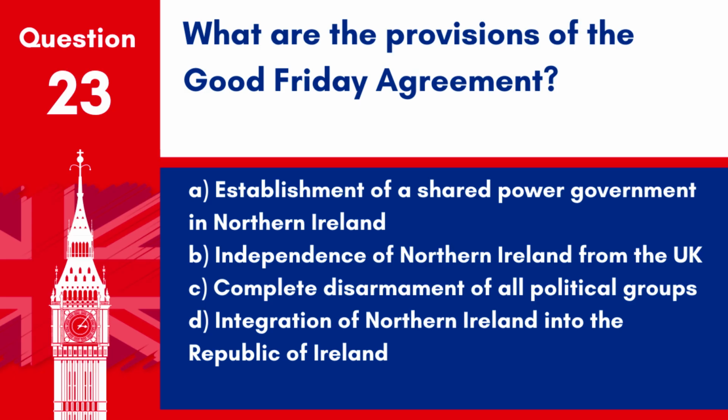Question 23. What are the provisions of the Good Friday Agreement? A. Establishment of a shared power government in Northern Ireland. B. Independence of Northern Ireland from the UK. C. Complete disarmament of all political groups. D. Integration of Northern Ireland into the Republic of Ireland. Answer: A. Establishment of a shared power government in Northern Ireland. The Good Friday Agreement in 1998 was aimed at bringing an end to the conflict and establishing a cooperative government.